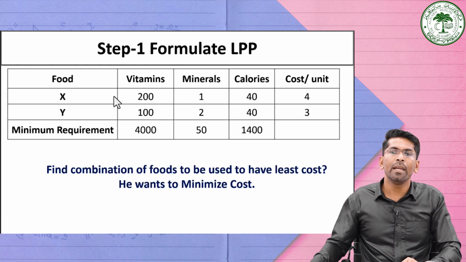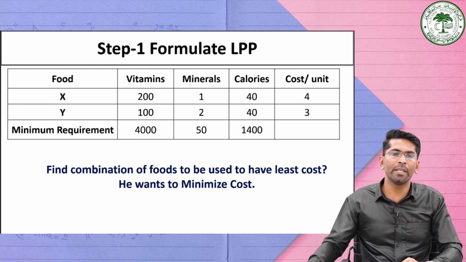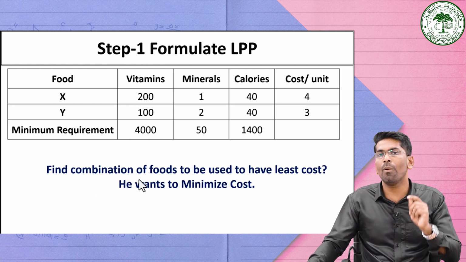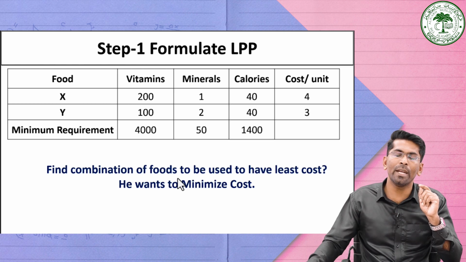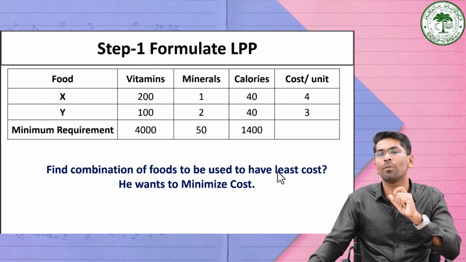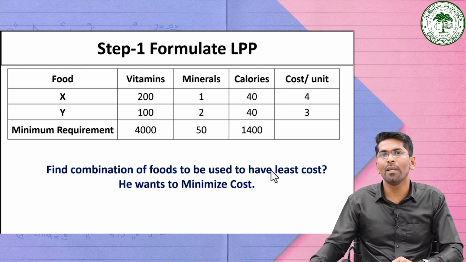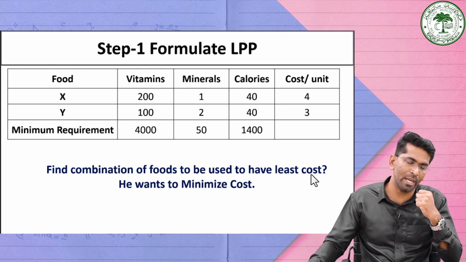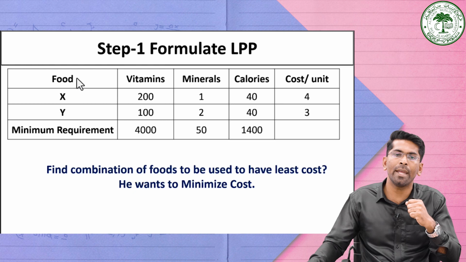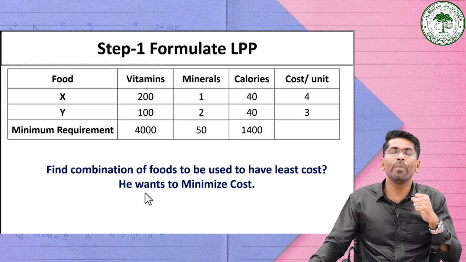In this tabular format, what we want to find out, I am going to take separately. In the given problem, we want to find out the combination of foods, that is the combination of food X and Y, which is used to have the least cost. Here the question is giving the hint regarding which type of objective function we have. Of course, we want to find out this least cost combination of food X and Y, and we want to minimize the cost.